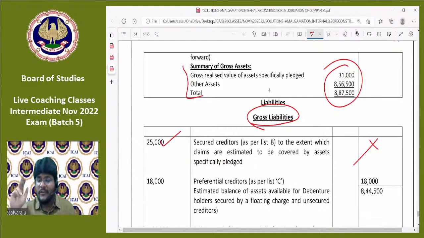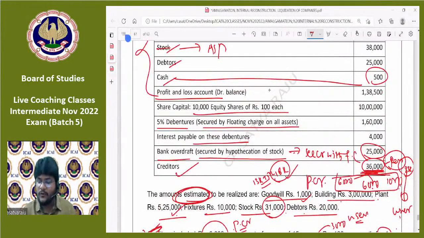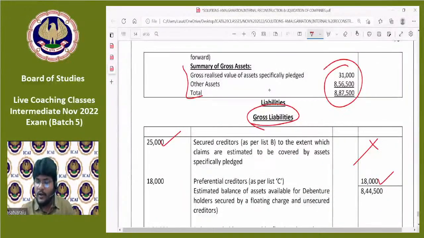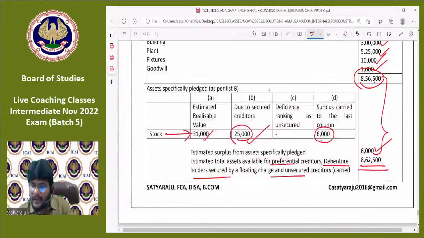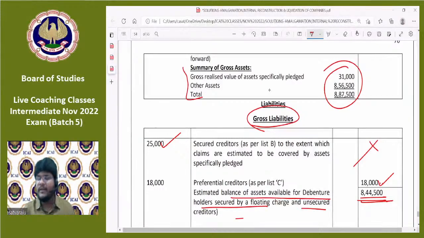Next, start with preferential creditors. Just now we calculated preferential creditors was 18,000. So pay such 18,000. Now, out of this 8,62,500, if you paid 18,000, the remaining balance was 8,44,500, which is the estimated balance of assets available for debenture holders as well as for unsecured creditors.